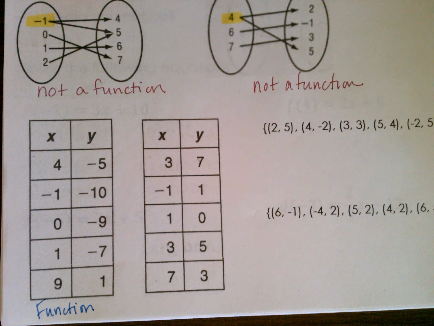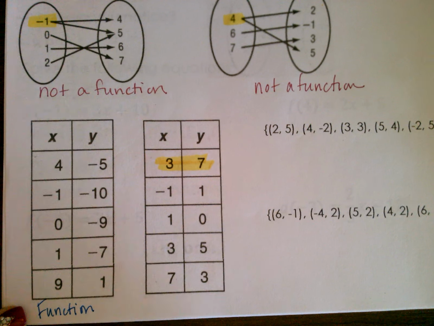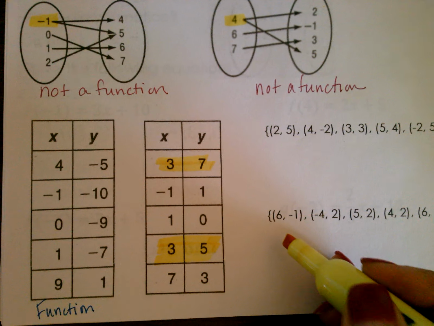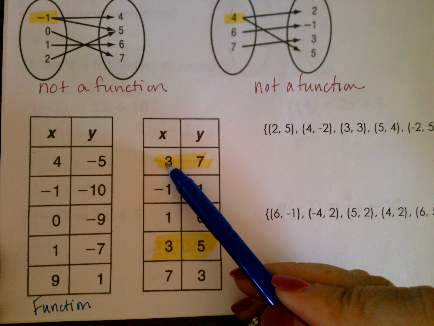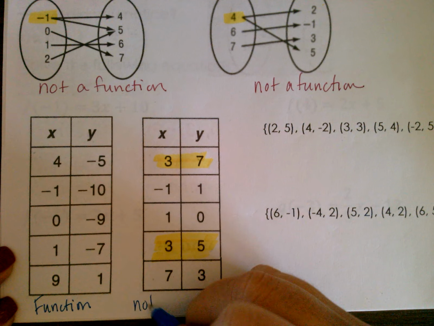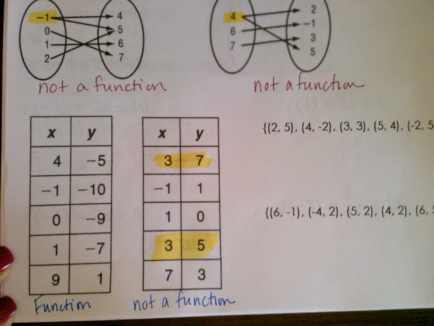I will take a look at my second table. Something caught my eye. I notice +3 is paired with 7, and +3 is paired with 5. Therefore, if I were to graph, these 2 points would fail the vertical line test, so not a function.